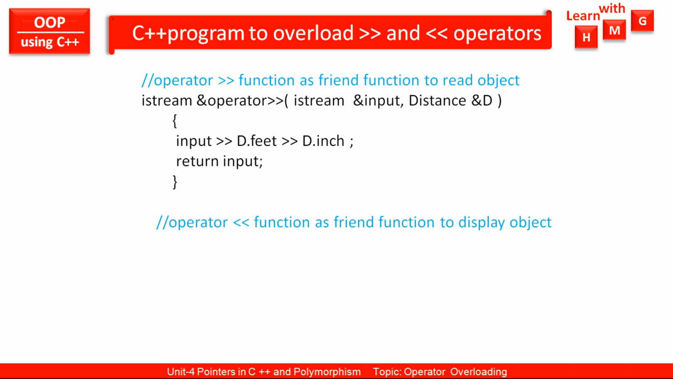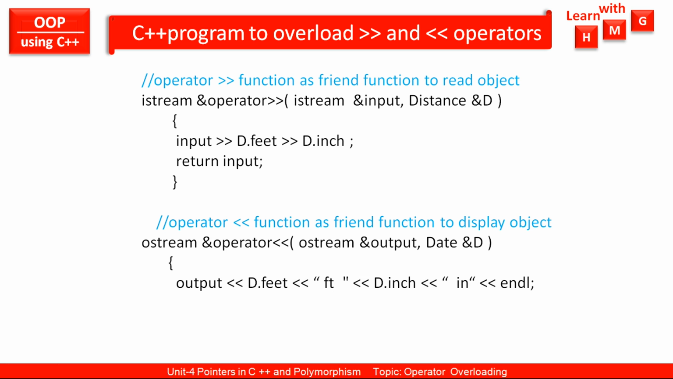The second function definition is for overloading the insertion operator. This is also a friend function to display the object. The name of the function is operator insertion, and it is also accepting two objects, that is the output object and D object. Both are passed by reference. It is returning an output stream type of object.